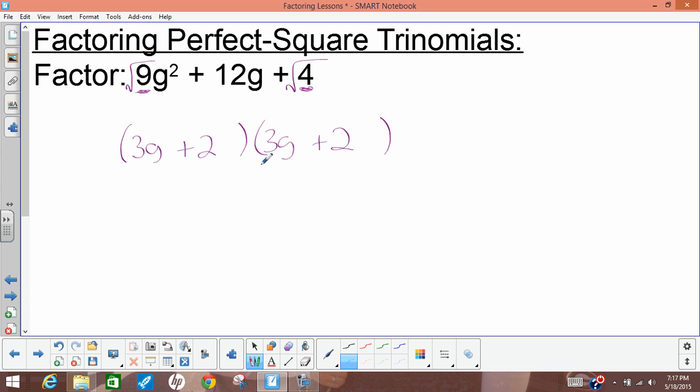And another way we can write this, since 3g plus 2 and 3g plus 2 are multiplied and are the same thing, is 3g plus 2 squared. So again, A and C were both perfect squares, so we can write our factors as the square root of A times g plus the square root of C. Then we can simplify it to be that binomial squared.